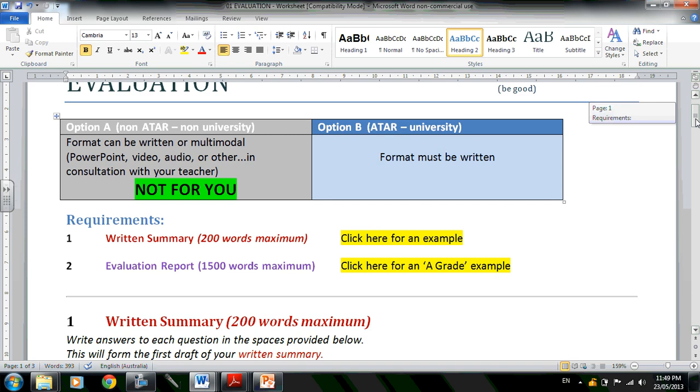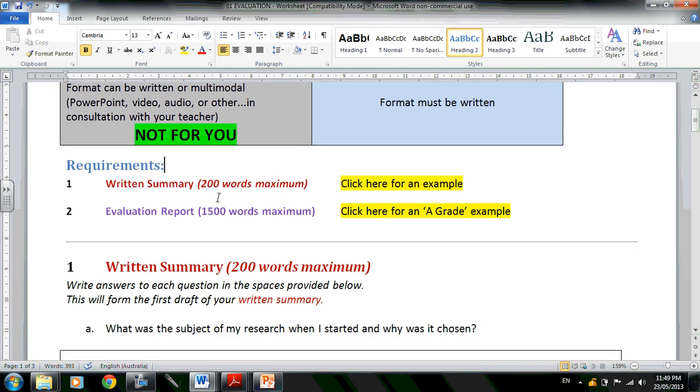So what do we include in the evaluation? We include 200 words maximum of written summary in the beginning of your paper. It doesn't count against these 1500 words, and it doesn't get a grade. Why do we need this?